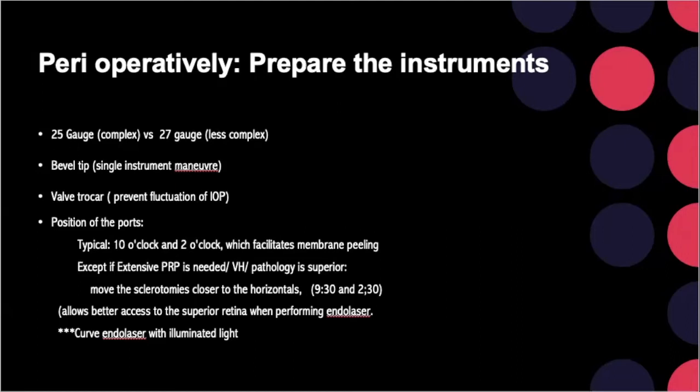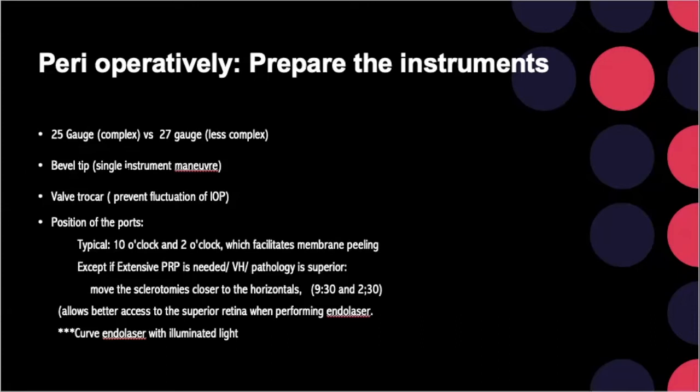But there's a bit of limitation with the 27 gauge. Despite being small, I find the shaft is easily bent, especially when you do a complex surgery, especially when you have to deal with difficult membrane peeling in the mid-peripheral region. You sort of have to rotate the eyeball, or be in a bit of an awkward position. The 27 gauge cutter tends to bend. So for complex cases, I will still go for 25 gauge. For less complex cases, I will go for the 27 gauge instrument.